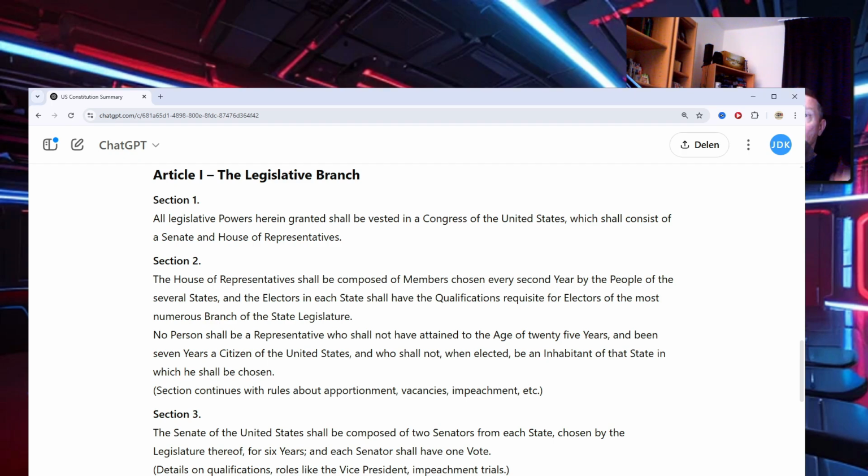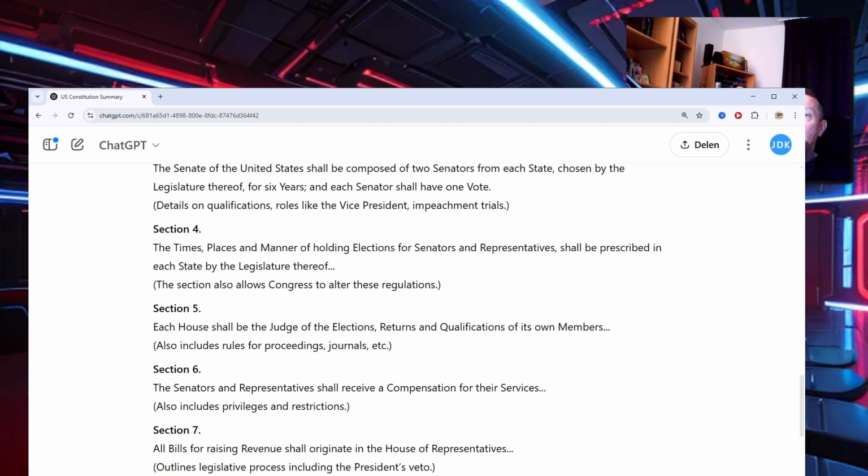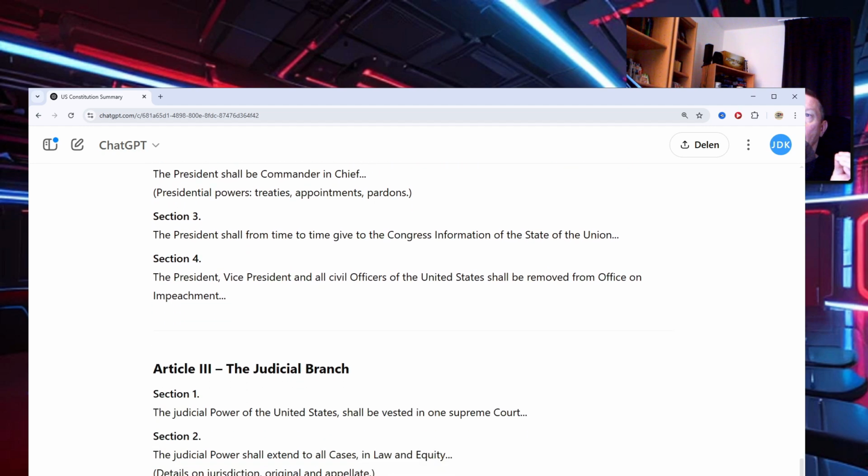Section 2 of Article 1 states that vacancies is what I don't see in this Article 2, well, I'll leave comments for later. The executive power shall be vested in the president. Yeah, Article 3, the judicial branch. The judicial power of the United States shall be vested in one Supreme Court. The judicial power shall extend to all cases in law and equity, and treason against the United States shall consist only in levying war against them.